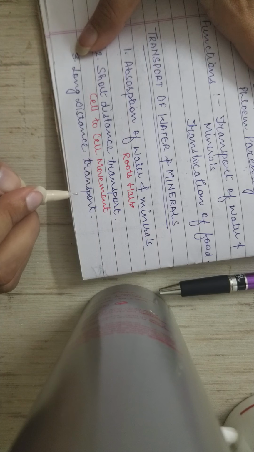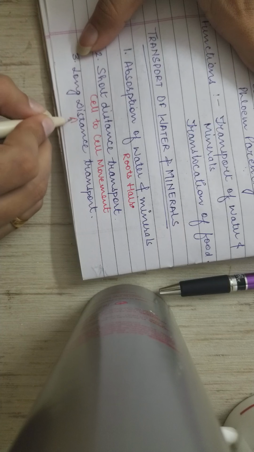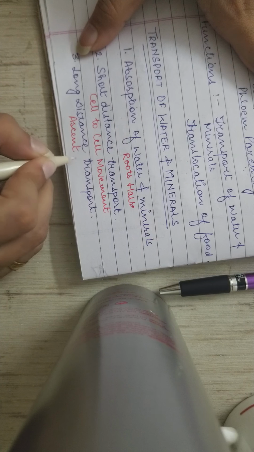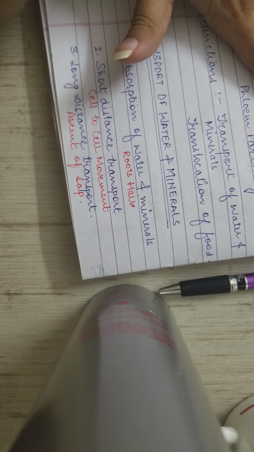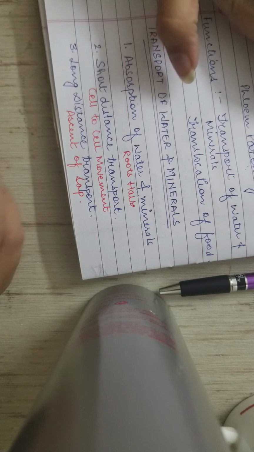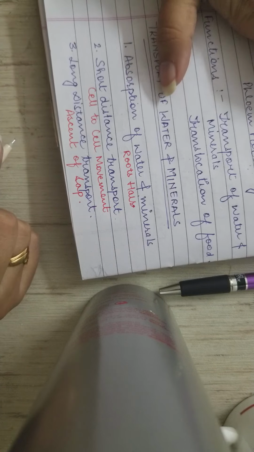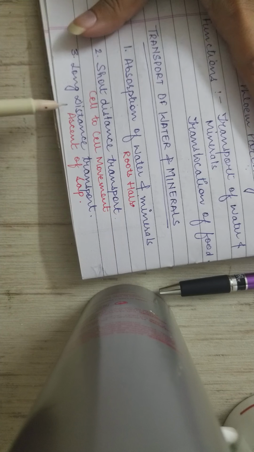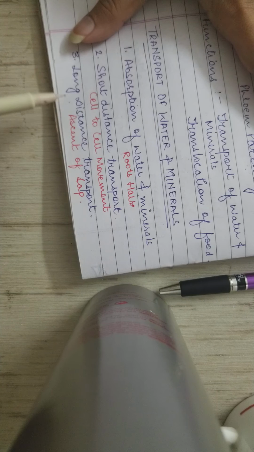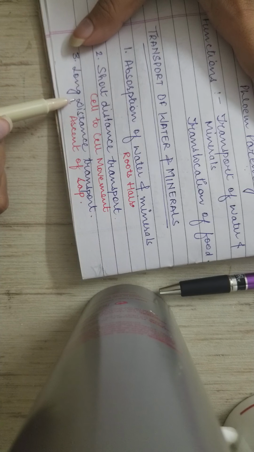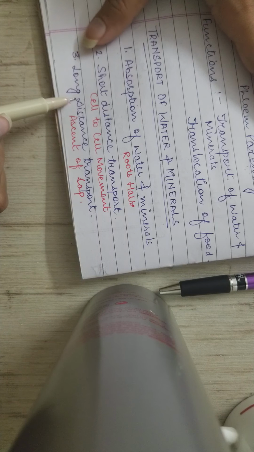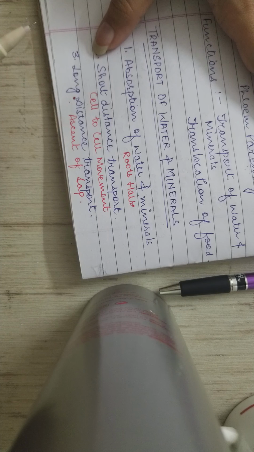Now what is the long distance transport? It is the ascent of sap, or the conduction of the water through stem to the leaves. Now when the ascent of sap takes place, the xylem vessels which are present help in the movement of the water to the other parts of the plant.